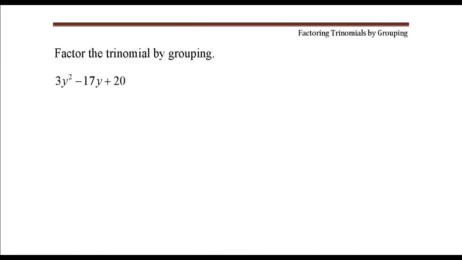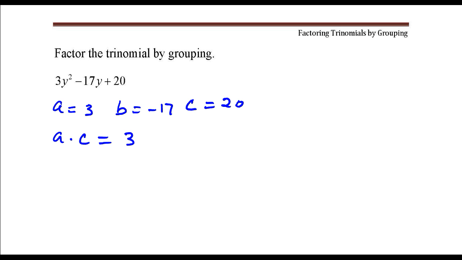Okay, so the first thing we do is identify A, B, and C. A is 3, B is negative 17, C is 20. Then we multiply A and C to get 60. So we need to find two numbers whose product is 60, but whose sum is negative 17.